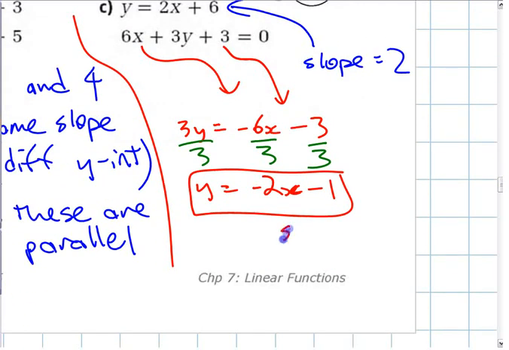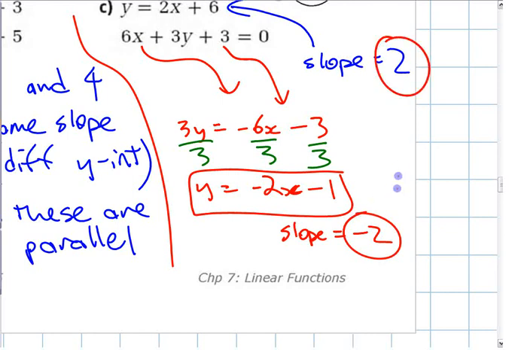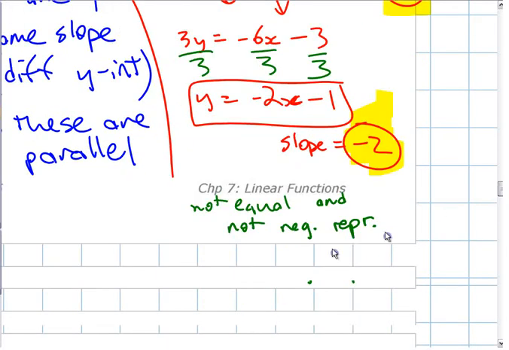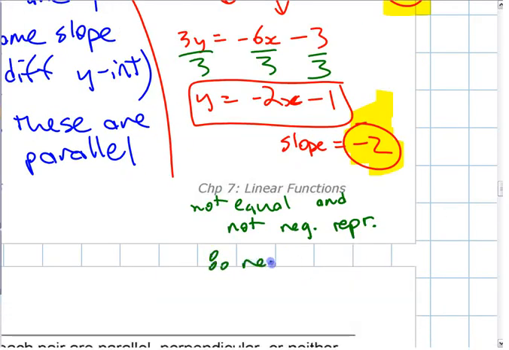Are these slopes equal? One of them's 2, one of them's negative 2. Are they equal? They're definitely not equal, right? They're not equal, and also they're not negative reciprocals. They're negatives of each other. Therefore, neither.